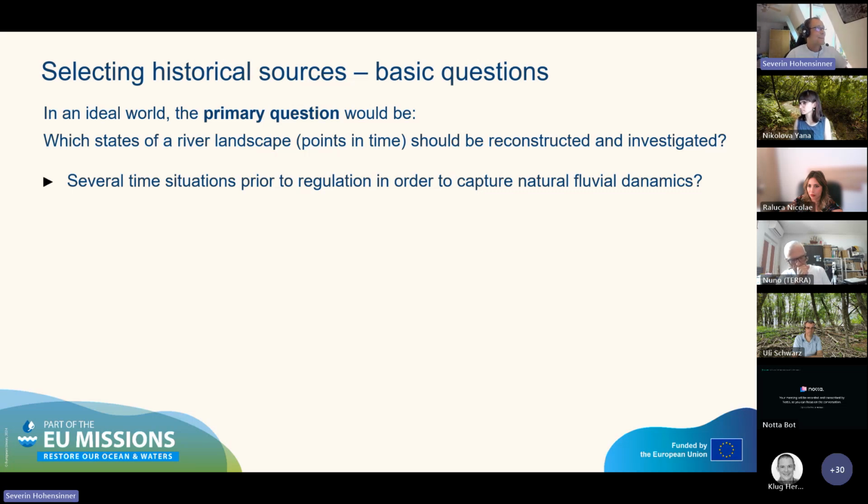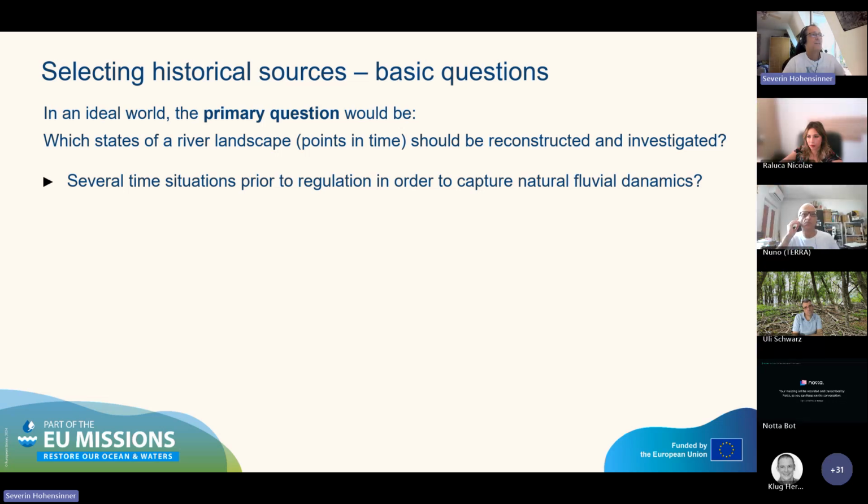The basic question, in an ideal world, would be which states of a river landscape, or which points in time, should be reconstructed and investigated. So usually we do it for several time situations prior to regulation in order to capture the natural fluvial dynamics. You need several points in time to see how a river naturally changes.